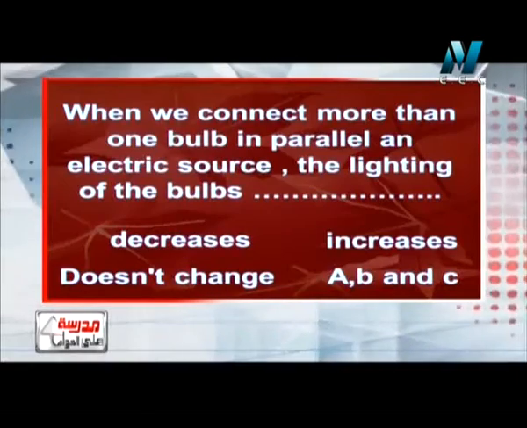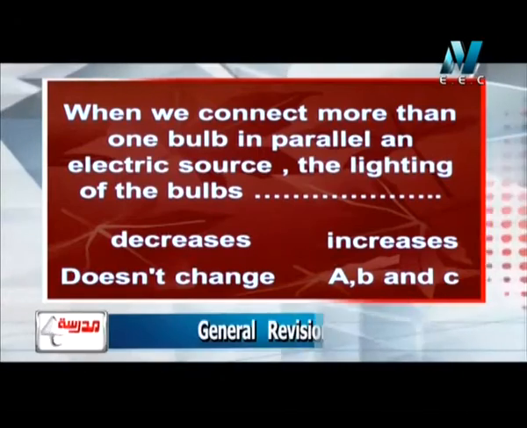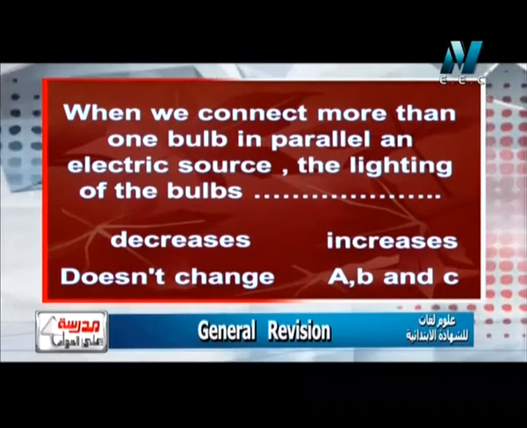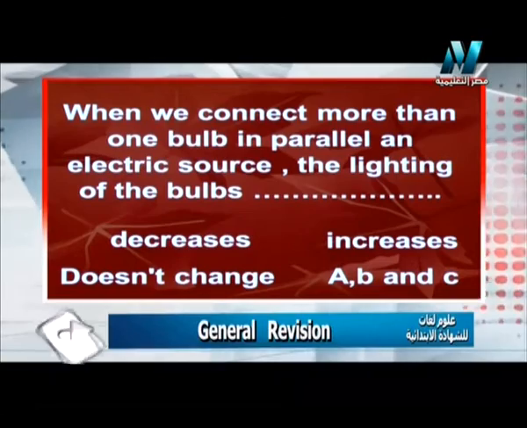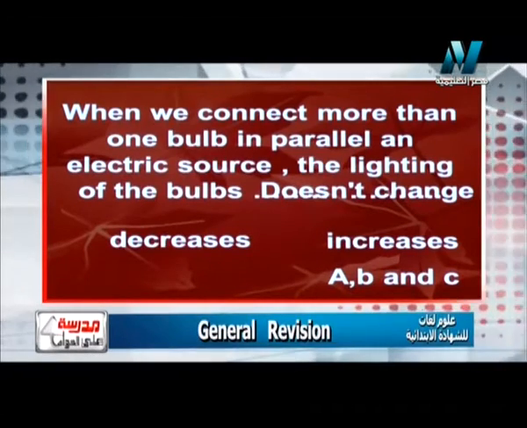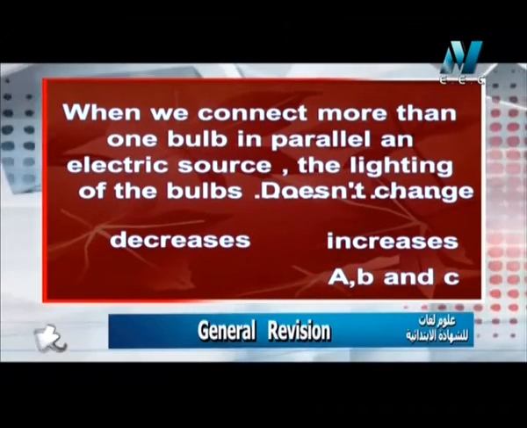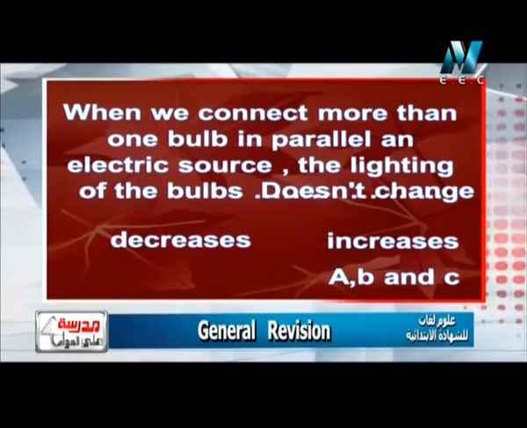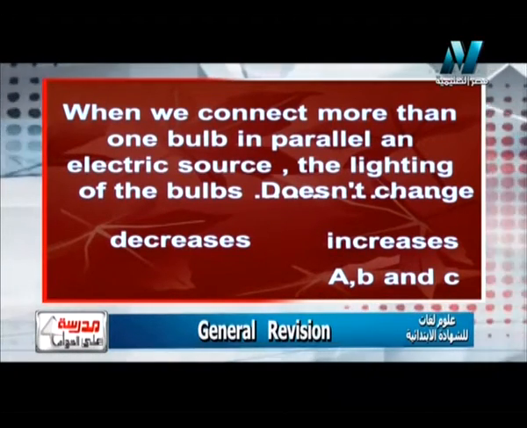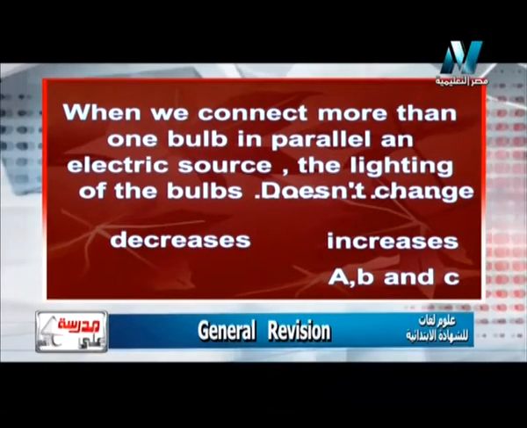Another question, which is a choose the correct answer question. When you connect more than one bulb in parallel to an electric source, the lighting of the bulbs: decreases, increases, doesn't change. So the answer will be that it doesn't change, because in connecting in parallel, the electric intensity doesn't change, so parallel is preferred to series. We connect lamps at home in parallel because the intensity of the lamps doesn't change if one lamp is burned out, unscrewed, broken, and so on.